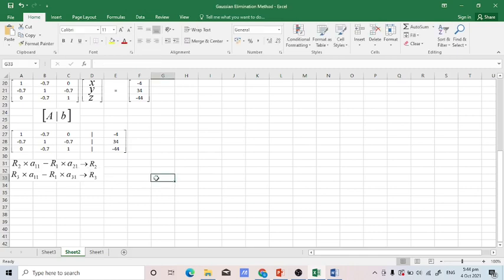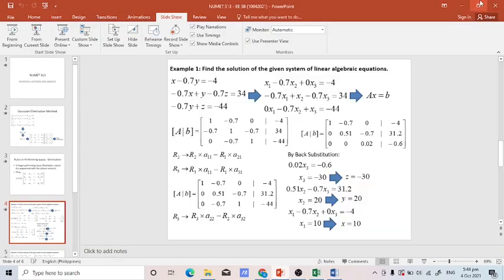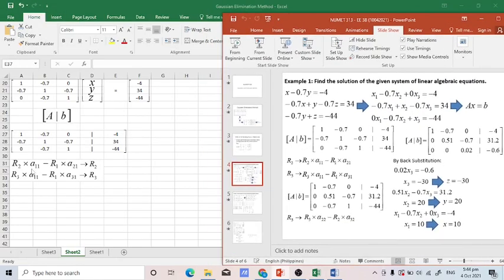Okay, pa-convert natin, no? Ito yung process kasi: R2, A11 minus R1 times A21. Tapos magiging element sila sa bagong augmented matrix. So, R3, ganun din: A11 minus R1 times A31. Okay?